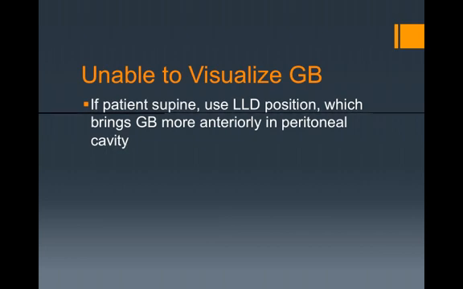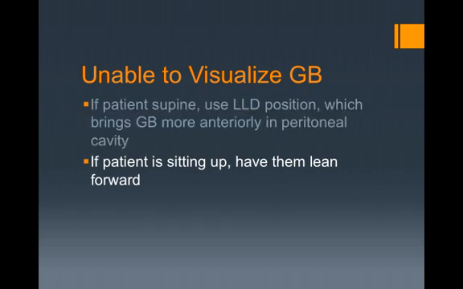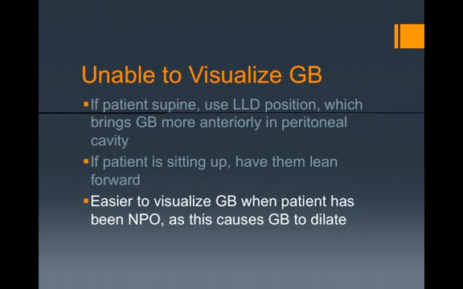First, if you're unable to visualize the gallbladder, if the patient is supine, use the left lateral decubitus position to bring the gallbladder more anteriorly in the peritoneal cavity. If the patient is sitting up, have them lean forward. If the patient has eaten, wait at least 1 hour before imaging. The gallbladder is easier to visualize when NPO, as this causes the gallbladder to dilate.